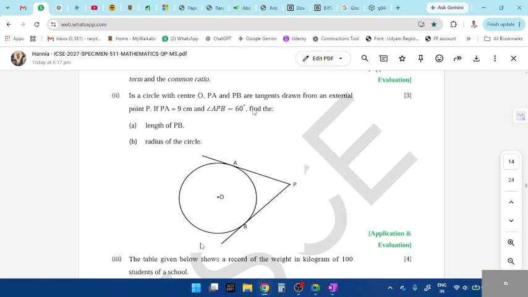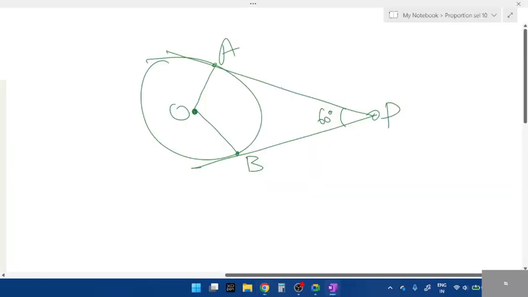So the specimen paper is such that they might give a similar question, only the values will be different. That's the concept. That's the reason they release the specimen paper. So we'll have a question like this. PA is equal to 9. If PA is 9 centimeter, AB is also 9, but you have to write the reason.